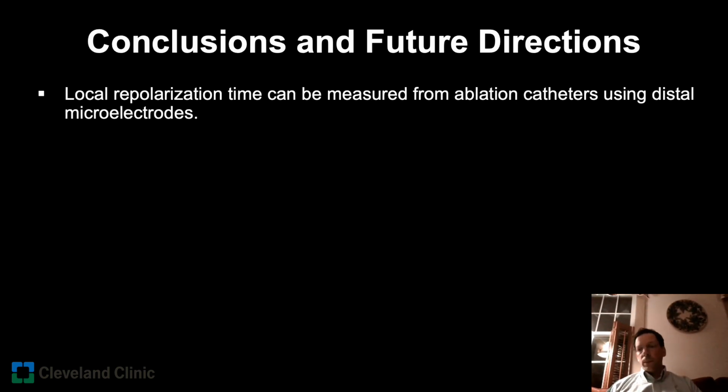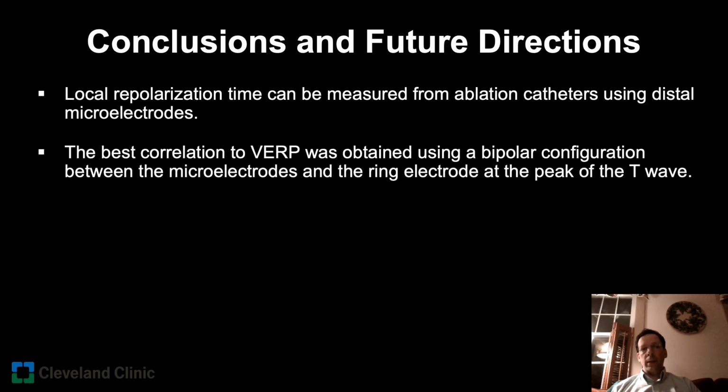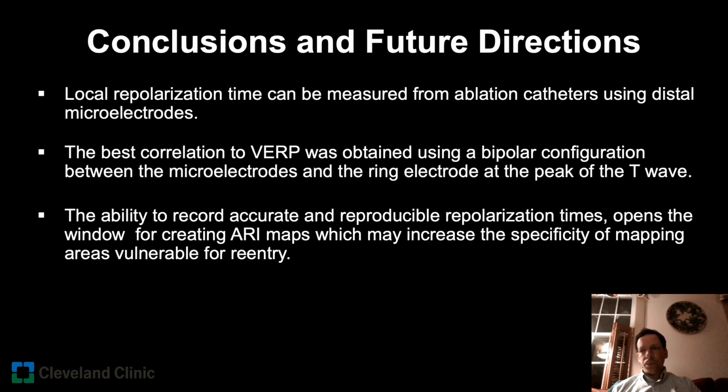In conclusion, we have shown that local repolarization can be measured using microelectrode catheters. The most accurate repolarization timing was derived from bipolar electrograms generated between the ring electrode and any of the 3 microelectrodes. Repolarization annotation was taken at the first absolute T-wave peak in any of these 3 electrograms.